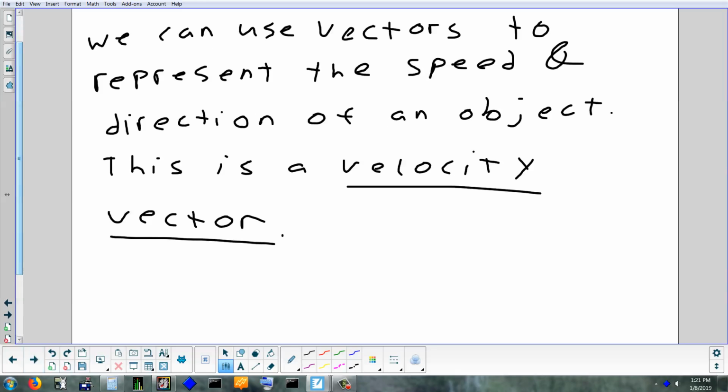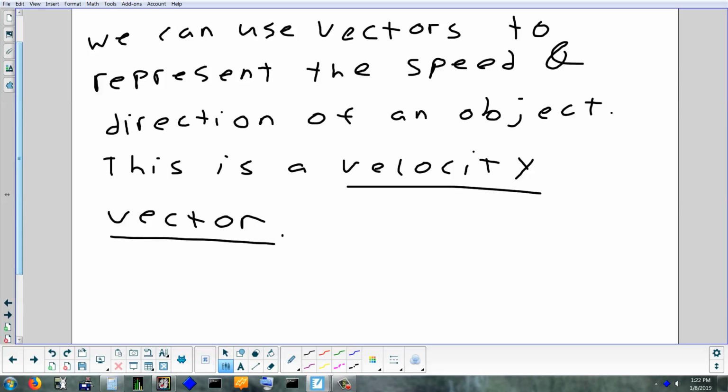Now, if I were to throw an object, I throw something, what's going to control how far it goes? There's really two things. How hard I throw it, which is usually measured in the speed. So the speed at which I throw it. And what else is going to control how far it goes? Yep. The angle.